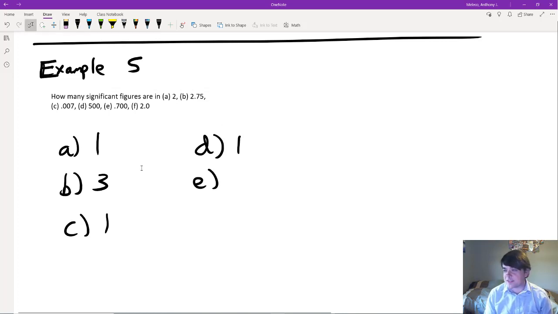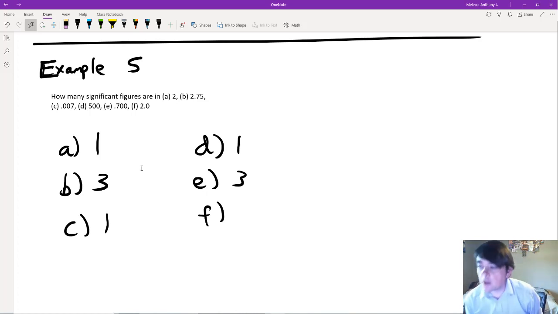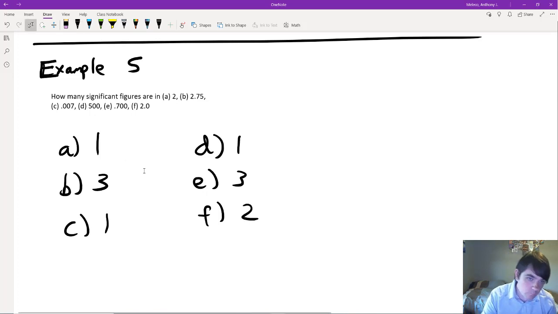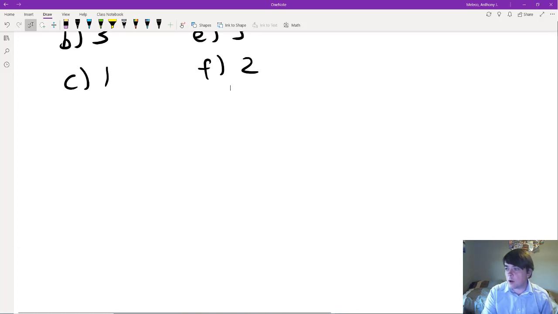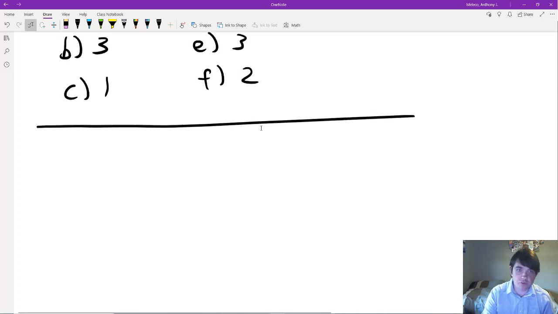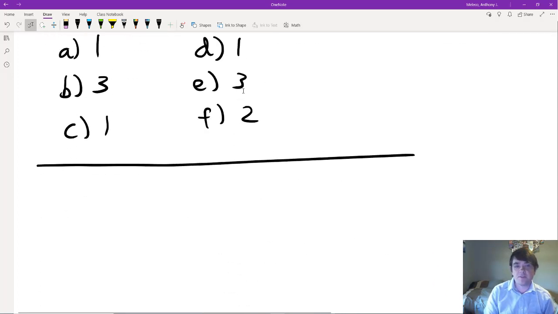And then 0.700, because they're trailing zeros and they're after the decimal, not before, like in the previous example, this would be 3. For this one, 2.0, you are writing the 0 intentionally. That means that you know more about the system, so you're being super accurate. So you would say 2. Kind of a short little example, but that's how you work with sig figs. You just follow those 4 rules from the previous lecture, and you should be set.